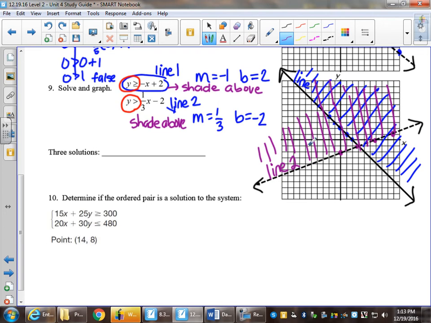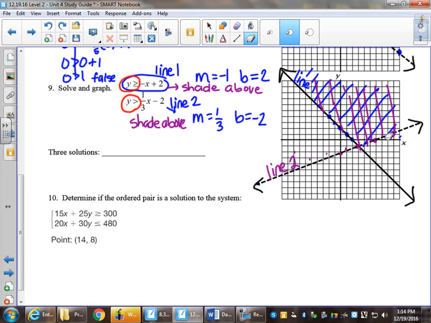Where our crisscross lines, where they overlap, that is our solution. So here I clearly see the lines crisscross, which means it's the shared solution for each. So we take our eraser and we'll erase anywhere that's not where that crisscross effect is happening. So for your 3 solutions, you can choose any 3 ordered pairs in this shaded region counts as a solution. That's it for number 9.